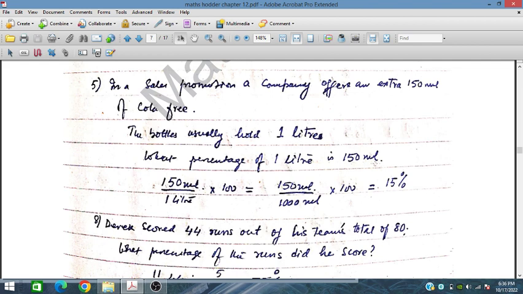In a sales promotion, a company offers an extra 150 ml of cola free. So 150 ml is provided free. The bottle usually holds 1 liter. What percentage of 1 liter is 150 ml? So 150 ml of 1 liter, multiplied by 100, is equal to 150 divided by 1000 ml, since 1 liter is equal to 1000 ml, multiplied by this. So that is 15%. So they are providing 15% extra cola.